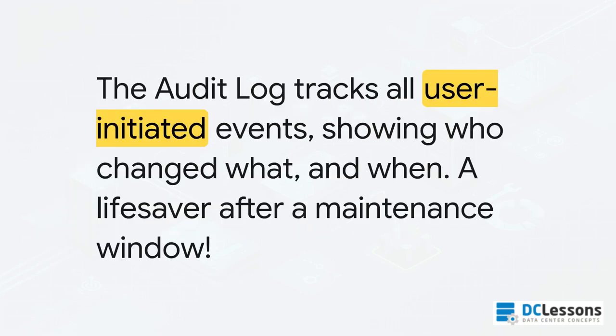And here's a pro tip. If a problem just suddenly appears out of nowhere, maybe right after a maintenance window, the very first place you should look is the audit log. It gives you a complete, step-by-step record of every change a user made, showing you exactly who changed what and when they did it. It's saved me more times than I can count.